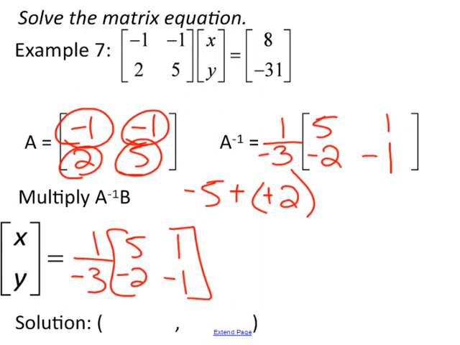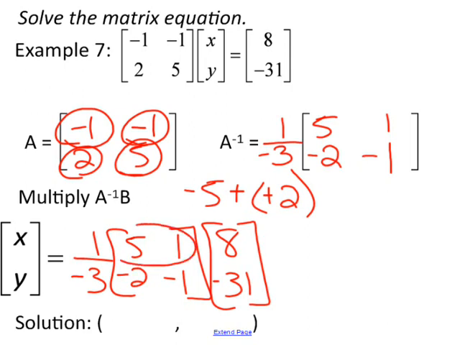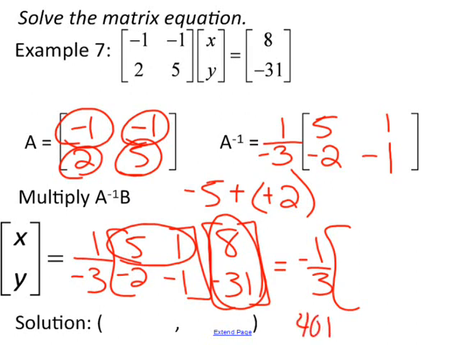I'm going to take the inverse that I just found and multiply by the constants. 8, -31. I'm going to take the top row times the column. Five times 8 is 40. 1 times a -31 is -31. And if I add those together, I get 9.